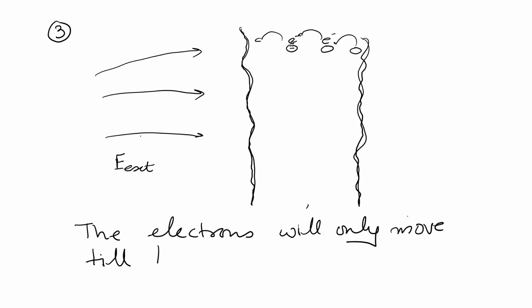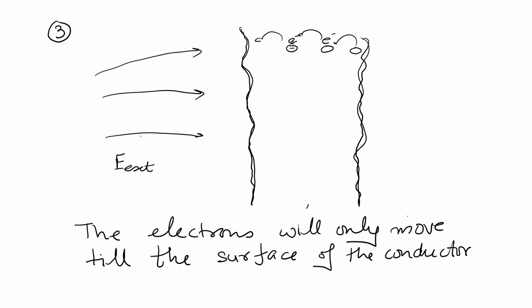So the electrons will only move till the surface of the conductor. And that surface, we can assume it to be nearly atomically thin, and all the electrons which have to gather would gather at that surface. And when electrons move to one side, they would leave vacancies on the other side. So I would end up getting some negative charges here, leaving some positive charges on the back side.